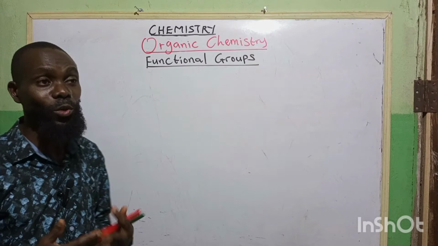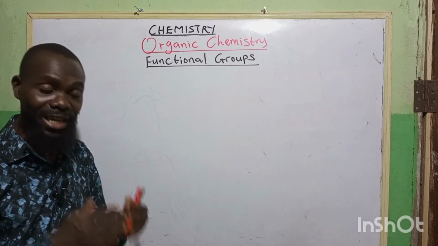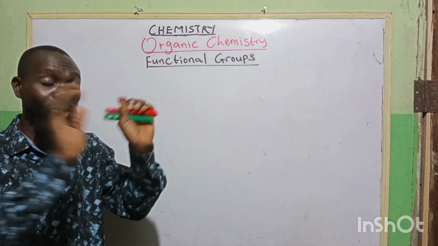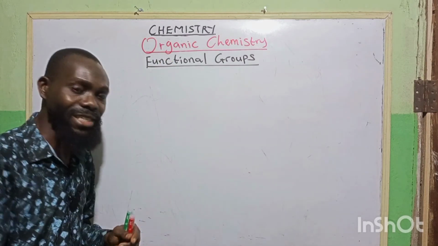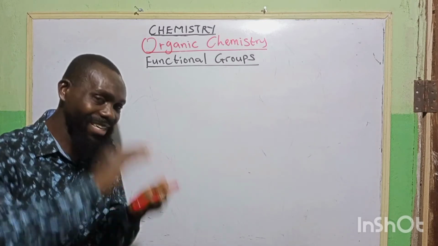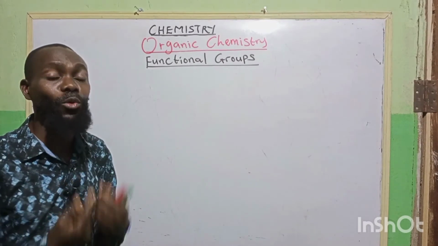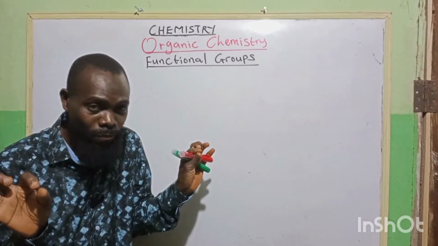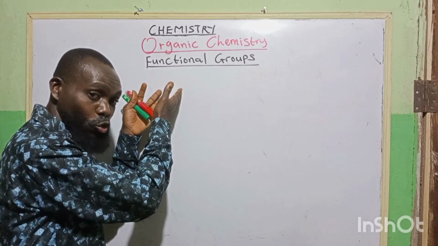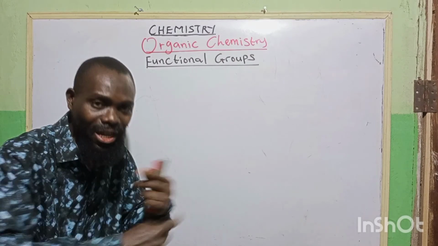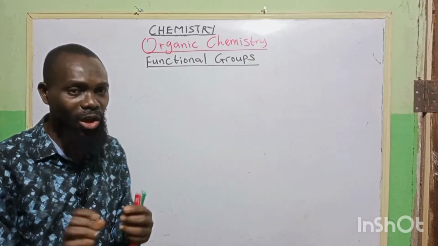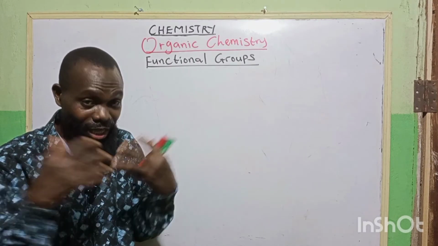If you could recall, we discussed that in alkanes, as the carbon atoms increase down the group, the solubility of that organic compound decreases. The increase in carbon atoms of that alkane is what we refer to as the alkyl group. So the higher the alkyl group, the lower the solubility. But when we have a functional group in an organic compound, it promotes the solubility and the reactivity of that particular organic compound when it comes to reaction.